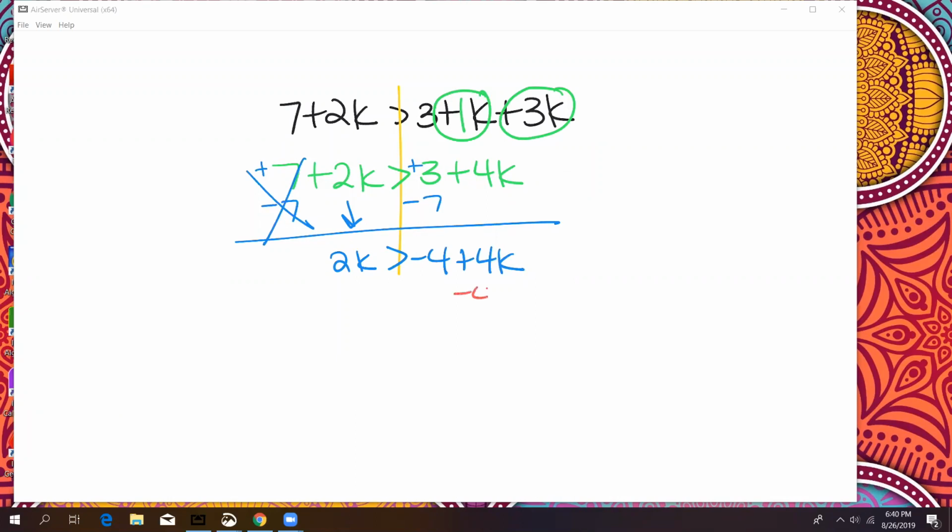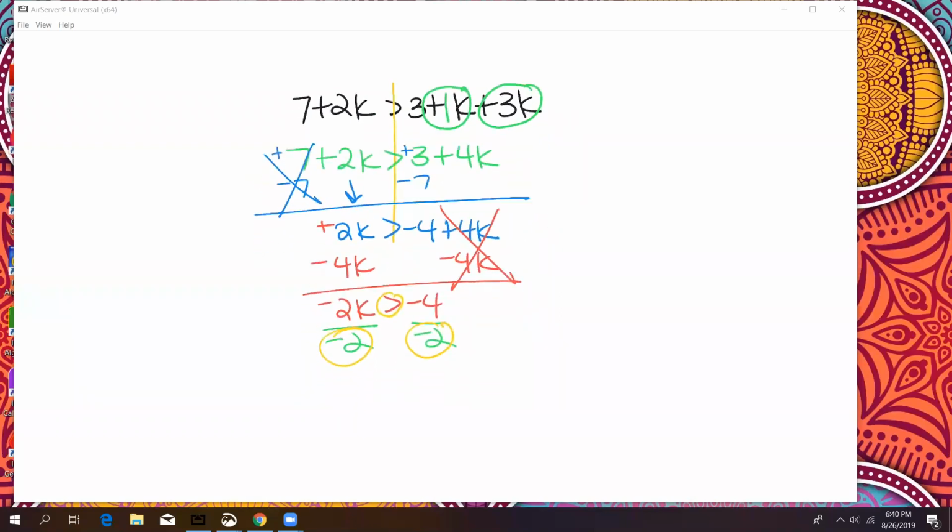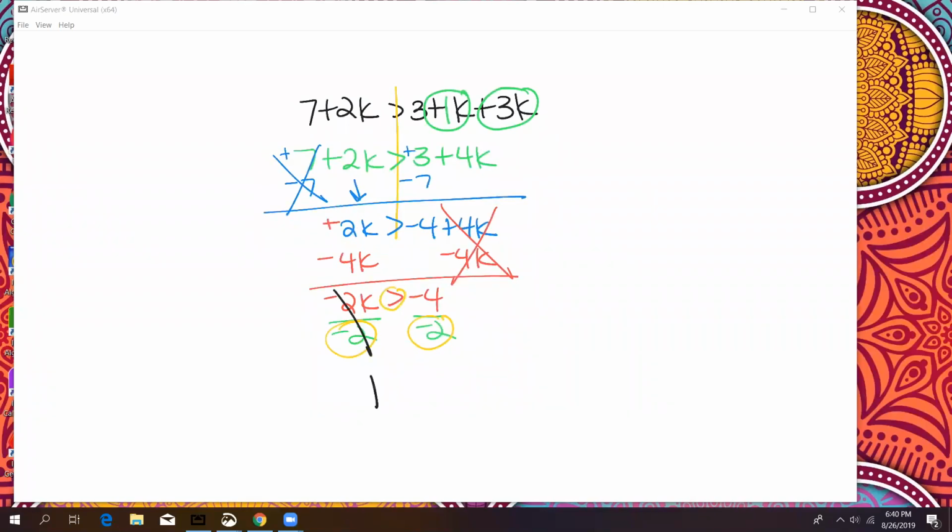So now I'm going to subtract 4k from both sides. So this cancels out. So that gives me negative 2k on the left is greater than negative 4 on the right. And now I am going to divide by a negative. So because this is a negative here that I am dividing by, this sign is going to change directions. So this is going to become k, and that's going to be less than, so I'm switching the direction of my sign. Negative 4 over negative 2 is positive 2. So I have k is less than 2.